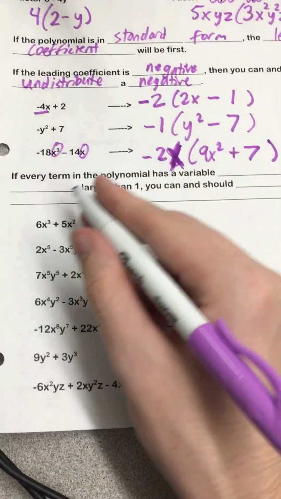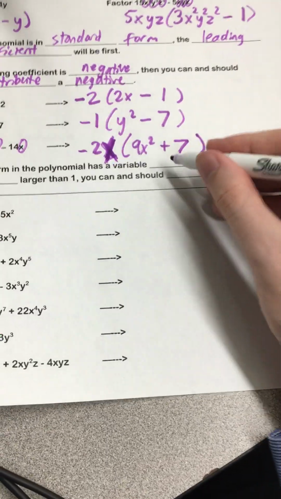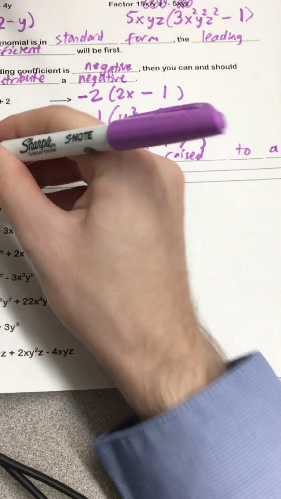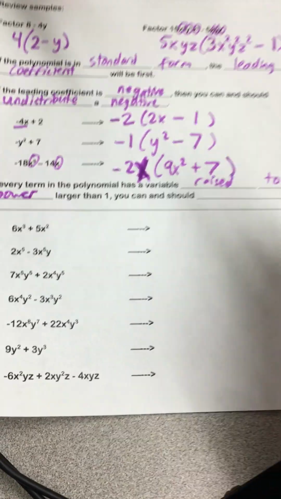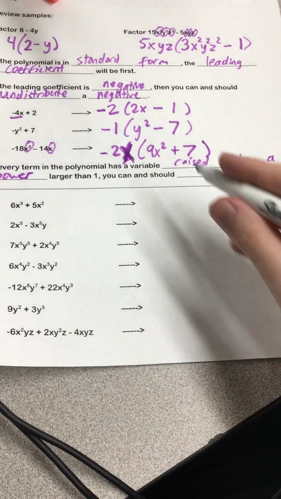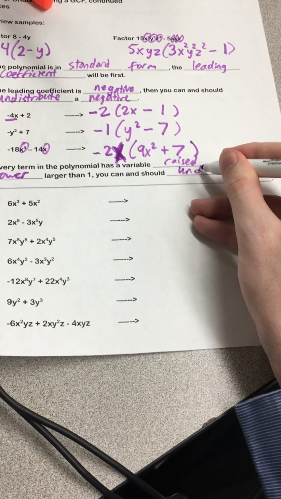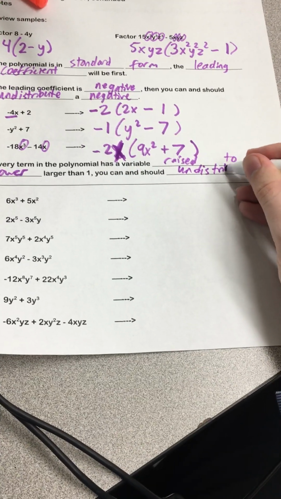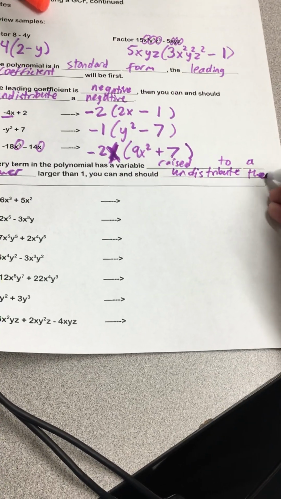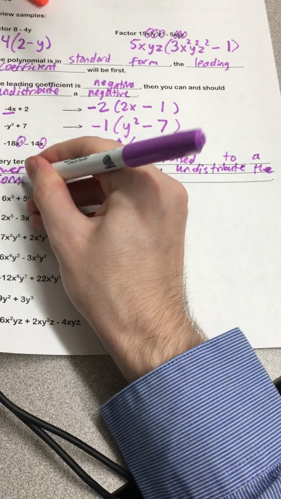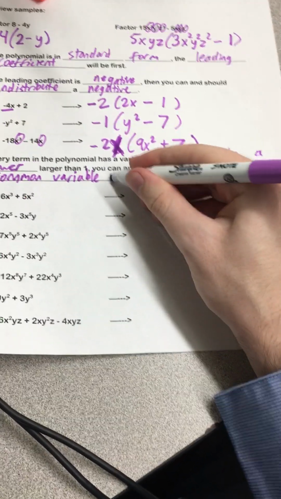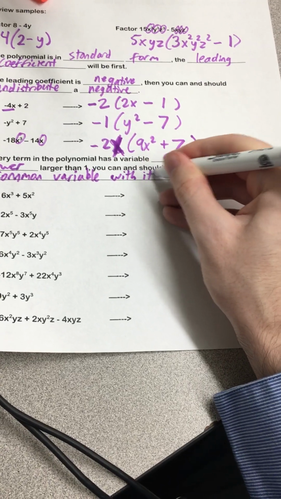The other rule is that if every term in the polynomial has a variable raised to a power, and that power is larger than 1, you can and should undistribute the common variable as usual. So we undistribute the common variable with its lowest exponent.